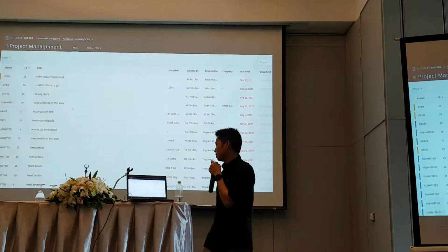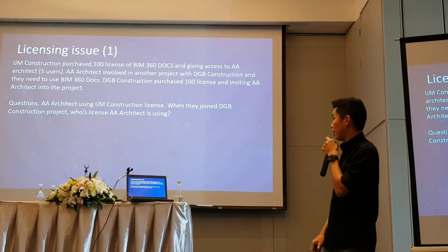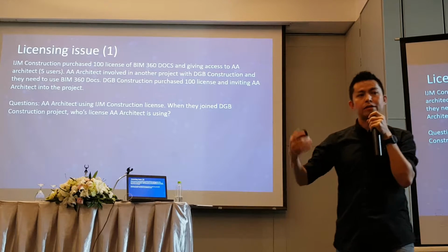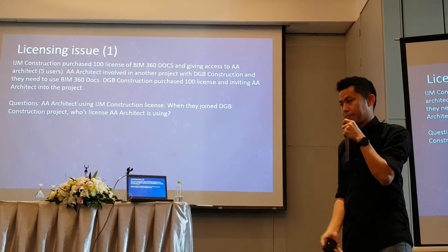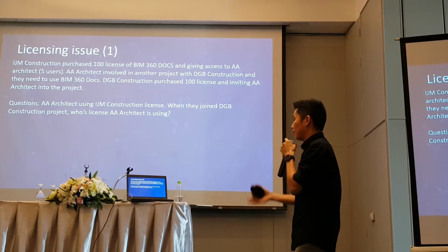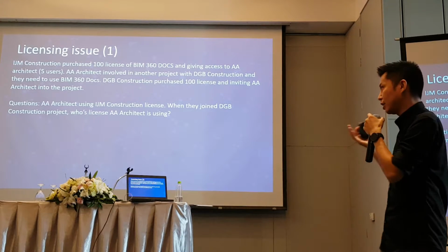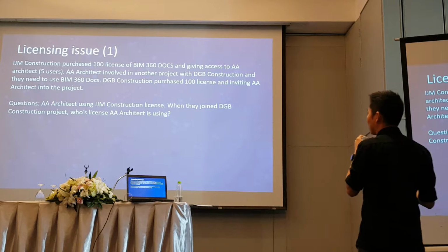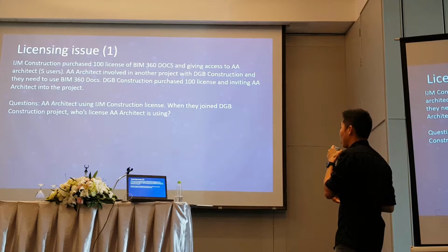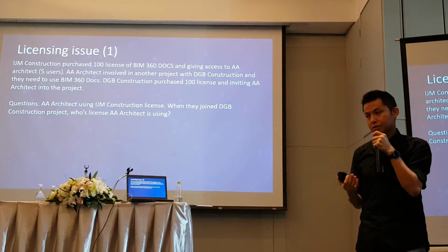Now, let's look at the licensing. This is very important, and I want you guys to participate and give your best answer. Come and choose whatever you want. All right. Now, first scenario. A company called IJM Construction purchased 100 licenses of BIM 360 Docs, and they give access to AA Architects, 5 licenses or 5 users.